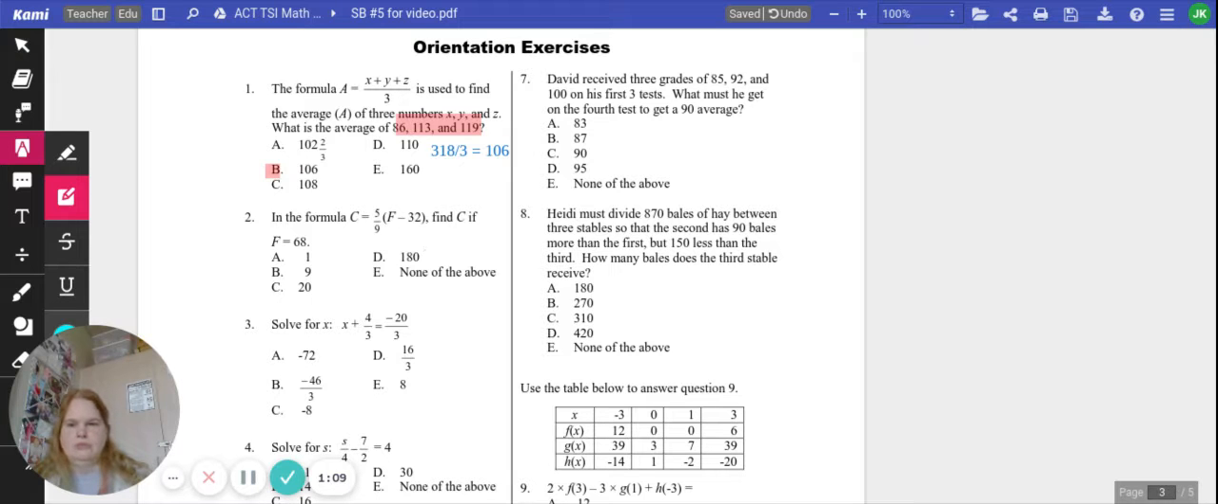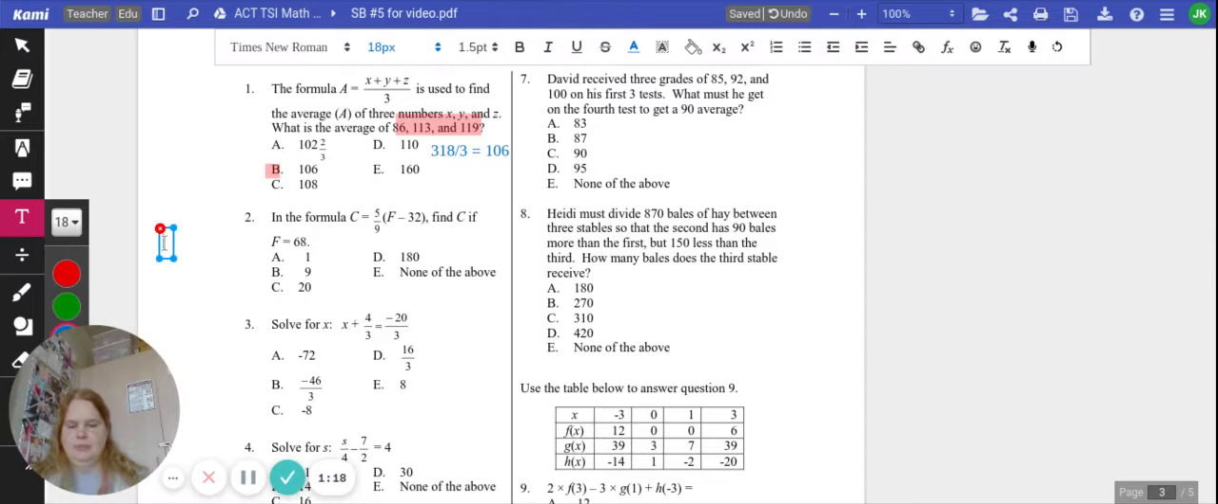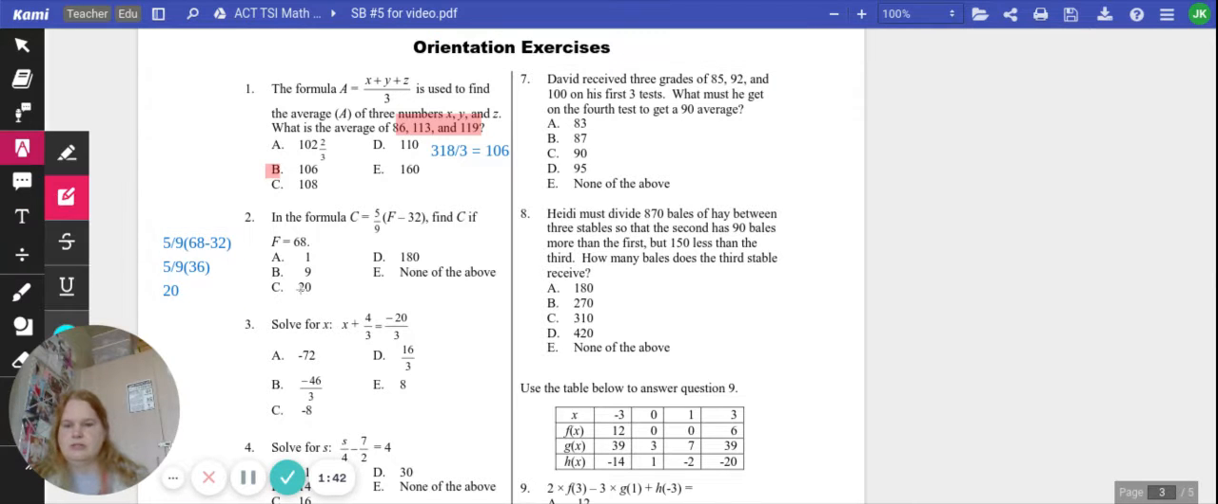All right, number 2. They give us a formula. C is 5/9 (F minus 32). Find C if F is 68. So I'm going to use my formula, 5/9, and it says F is 68, minus 32. So I plugged 68 in there. All right, 5/9. 68 minus 32 is 36. And then you multiply 5/9 times 36, you get 20. So C is the answer.